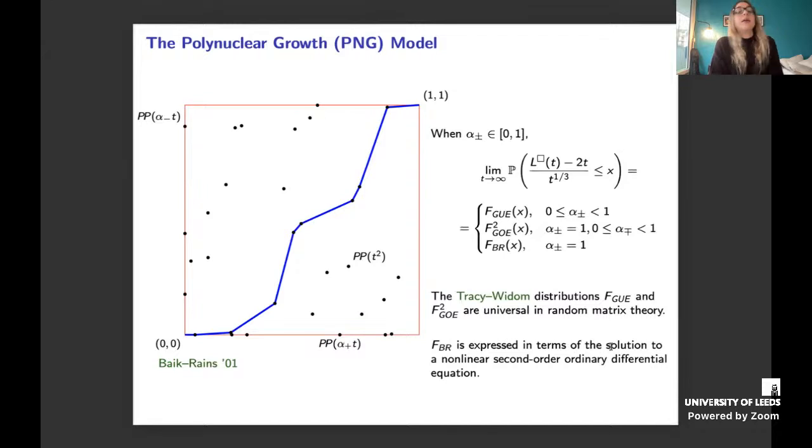And this was actually characterized. This is the content of the result that was proved in the first paper of the list that Patrik introduced. They characterize the fluctuation of the length of this path as a distribution that interpolates between 3 different regimes. When alpha plus and minus are less than 1, this is equivalent to considering the model without boundary conditions, and so the fluctuations are GUE also in this case.